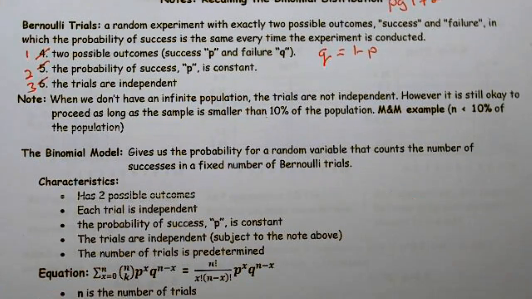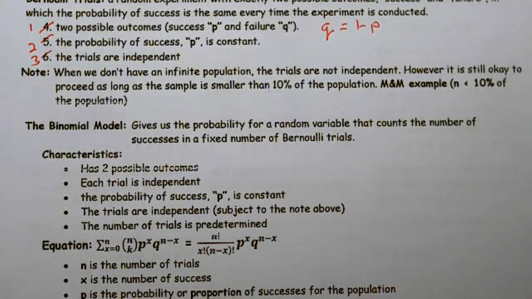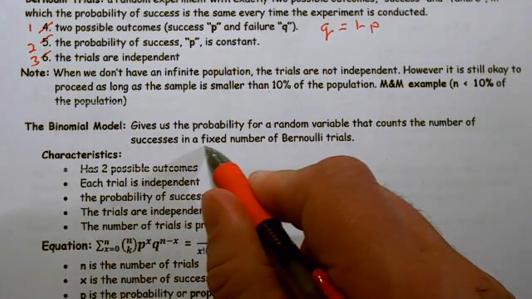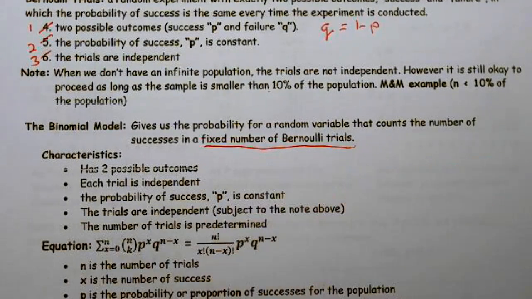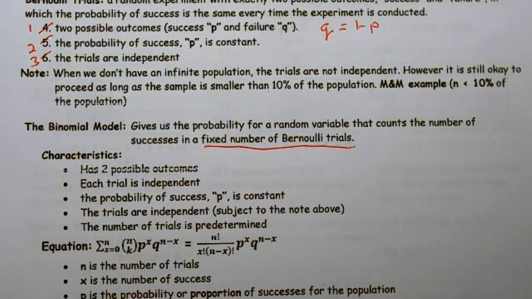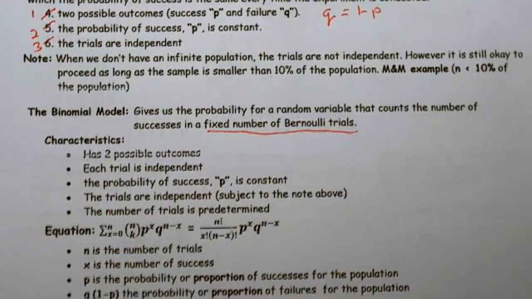So the binomial gives us the probability for a random variable that counts the number of successes in a fixed number of Bernoulli trials. And what sets a binomial apart from the geometric is the geometric continues until the first success. So in other words, we may try and try and try and try and never ever achieve that first success. However, a binomial just says we're going to continue for 10 times. We're going to do this 5 times, or we're going to do it 100 times. But we have a fixed number of attempts that we're going to agree on before we start.